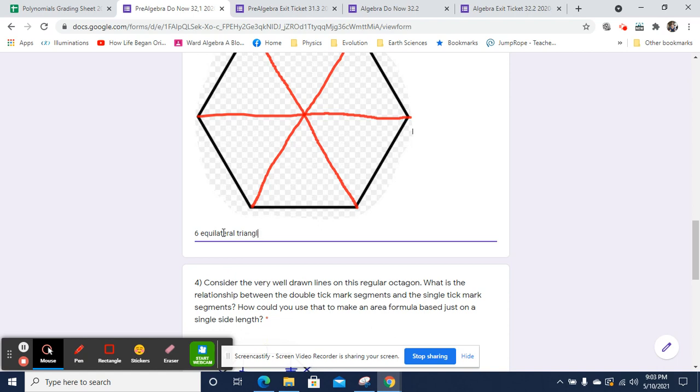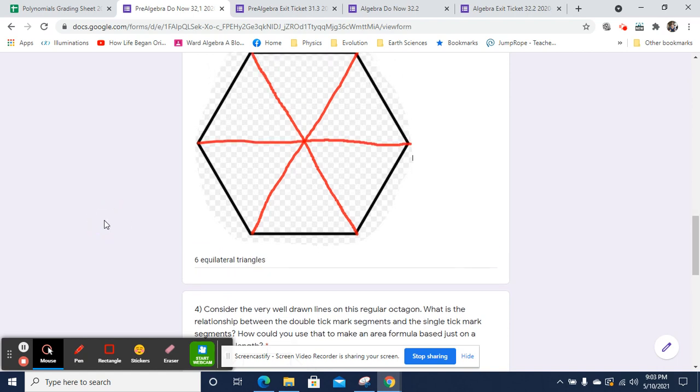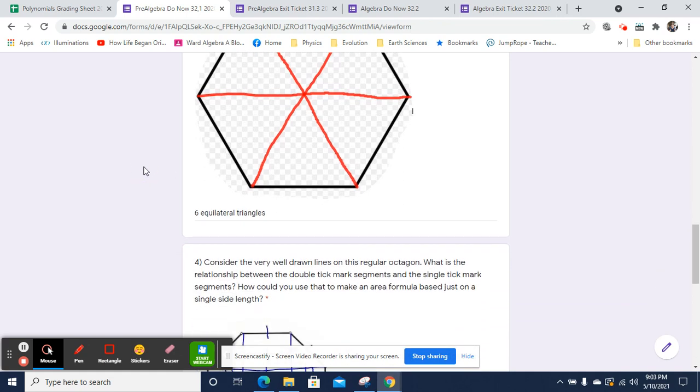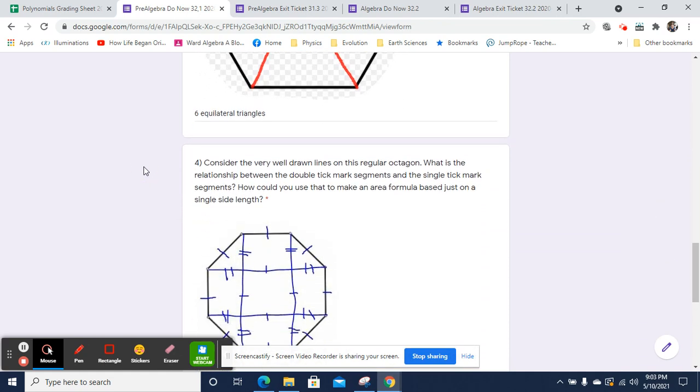Okay, so if you have found a formula for the area of an equilateral triangle, a single one, then you also have the formula for the area of a hexagon based on the side. So it's going to be 6 times the area of a single equilateral triangle, since there's 6 of them.